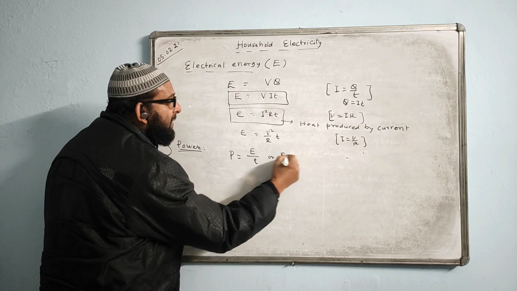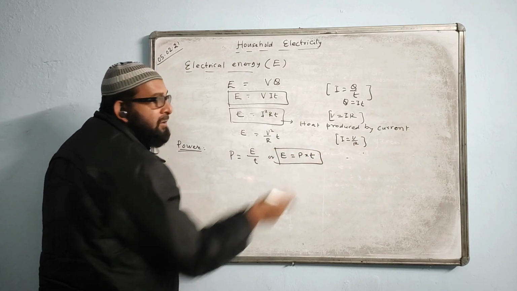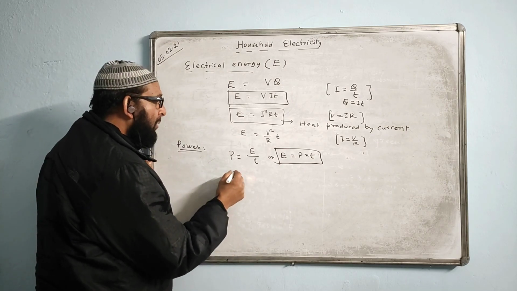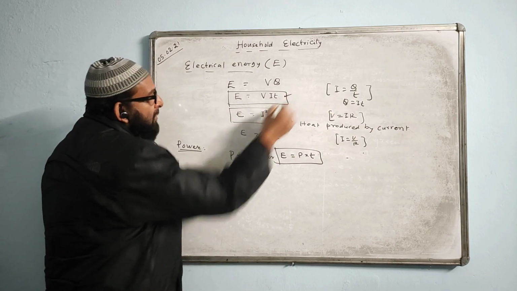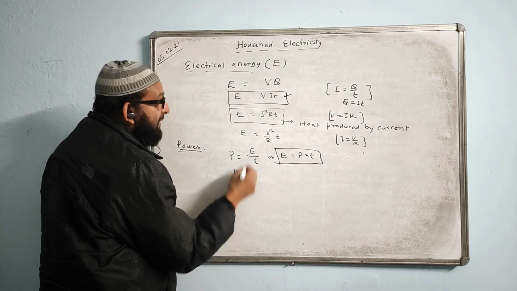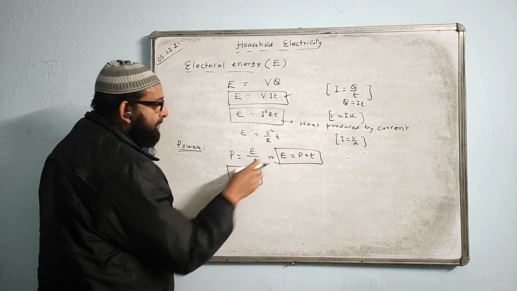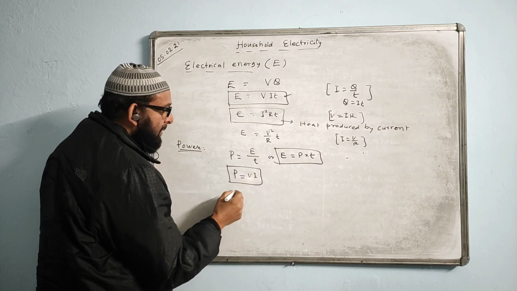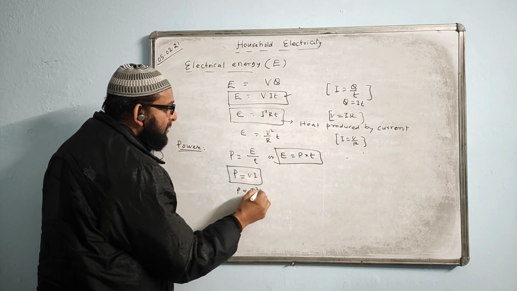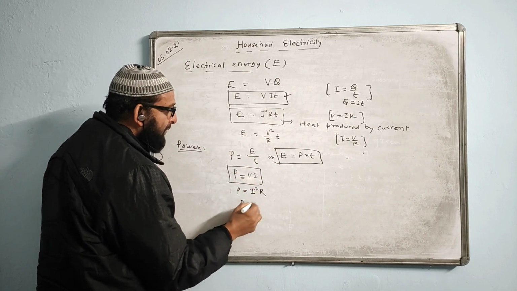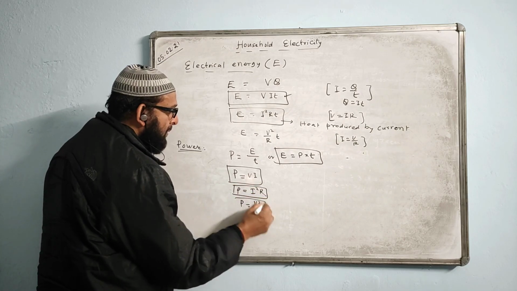From there we can also write energy is equal to power into time. Now let us find the formula for power. If I put the energy value, I will get the answer VI because time and time cancel. So the formula of power becomes VI. Second formula, if I use this one, I will get power equal to I square R. And the third formula, if I put it, I will get V square by R.